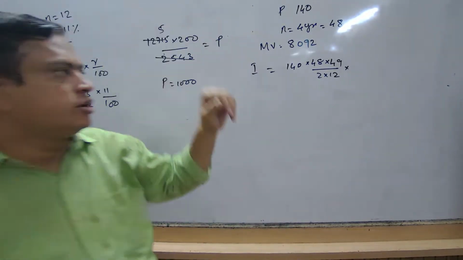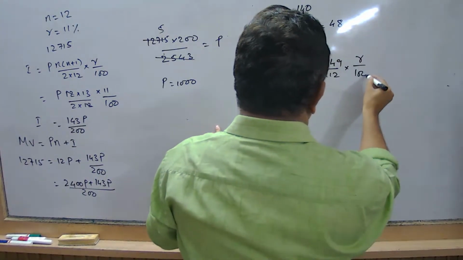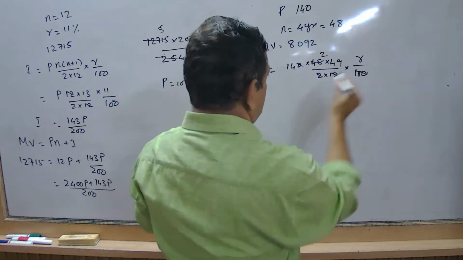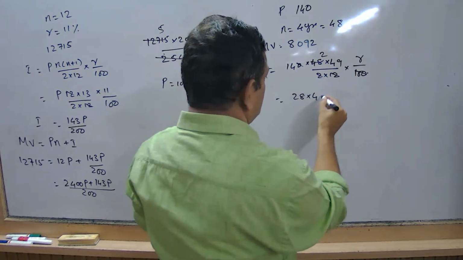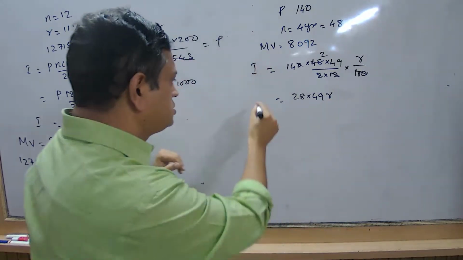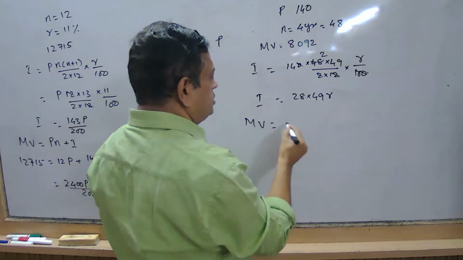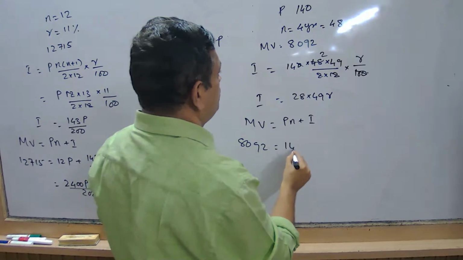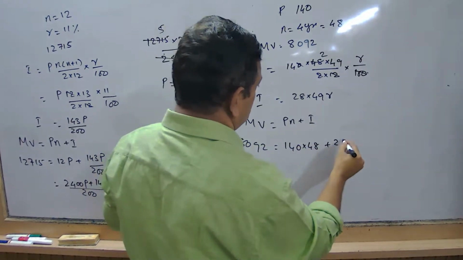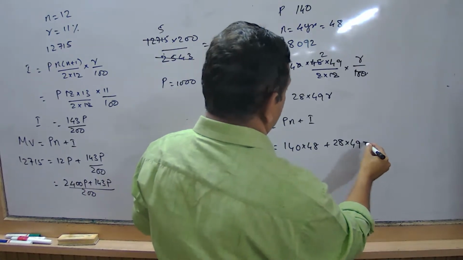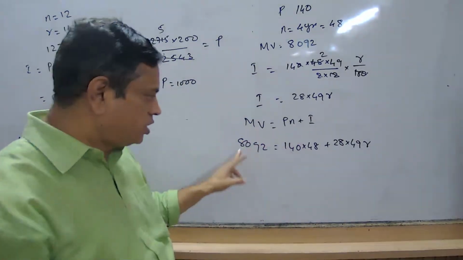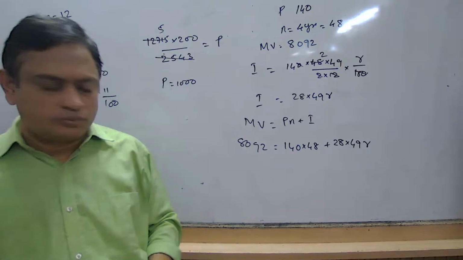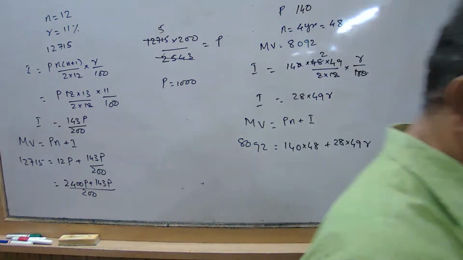Into R by 100. Okay? If you want 12 2s are 24. Therefore, this is coming as 28 into 49 into R. No need of multiplying. This is equal to I. And maturity value is equal to how much? Pn plus I. Maturity value is 8092 is equal to Pn 140 into 48 plus 28 into 49 R. This multiply, subtract. Okay. Understood or not? Then subtract and divide.